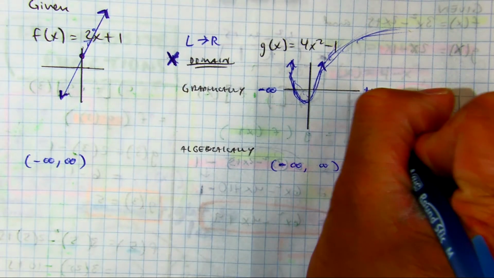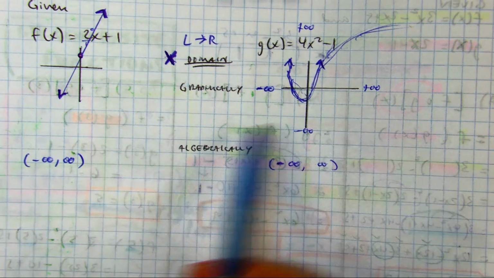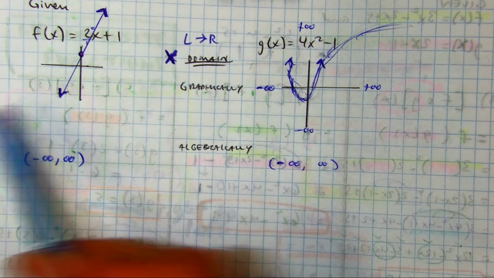Negative infinity to positive infinity. So that's how you find domain. Again, you normally don't find the domain algebraically for a linear or a quadratic. You just look at its graph and then you can kind of tell.